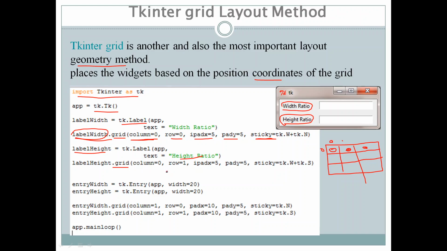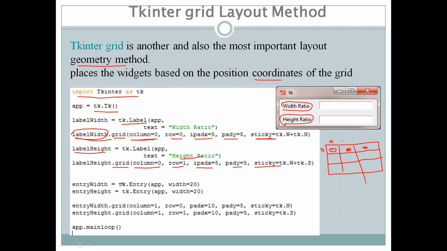So how is the location specified? Again, the column remains the same, that is 0, means both are in the same column, you can see. Whereas the row is 1, means it has to be below the earlier label. That is the reason row is 1. And again, ipadx, ipady, the distance, and sticky have been specified. Okay. So we have added 2 labels.